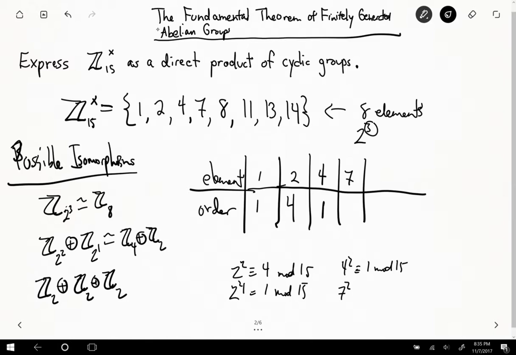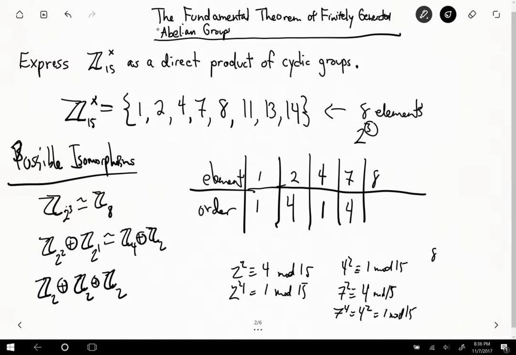For the 7, notice 7 squared, what is that going to be equivalent to? So you have 49, and then 45 is the next closest, so that's going to be 4 mod 15. And here's where we can use some nice intuition. 4, when we square that, we get back to 1. So 7 to the 4th is the same thing as 4 squared, essentially, which is equivalent to 1 mod 15. So just playing with the nice properties of our modular arithmetic.